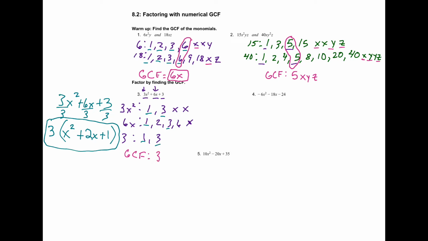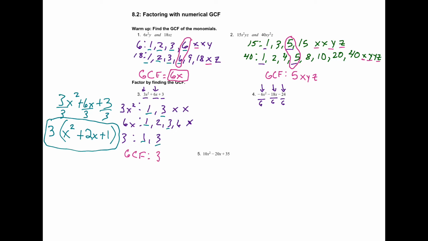What can I undistribute, or what can I take out of each one of these? And if you have an answer, then do it. If not, then you probably have to do this part of the problem to make sure you understand it. So I'm going to look at that, and I'm going to say, hey, I see a 6. So I can divide each of these parts by 6.